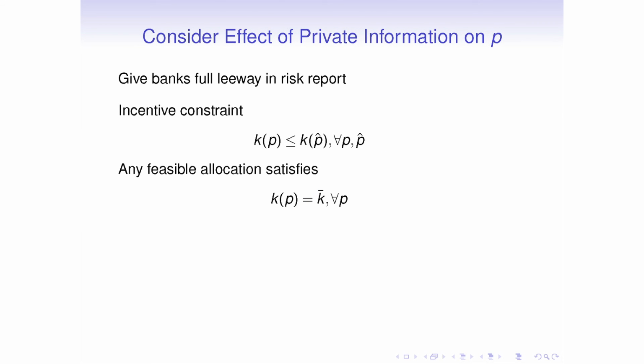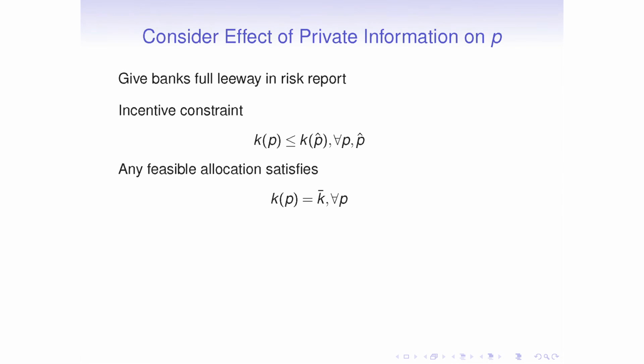So let's think about this reporting incentive. You've got this information, it's private information, and I'm going to go the full extreme. I'm going to give banks full leeway in the risk report, and here's the incentive constraint you'd get, okay? If you're looking at a direct mechanism, the capital as a function of the state P has to be less than or equal to the capital that you would get if you reported any other P, all right? This is the simplest hidden information problem, and it's a really restrictive constraint because the only feasible allocation is everybody gets the same capital, no matter what your P, all right?